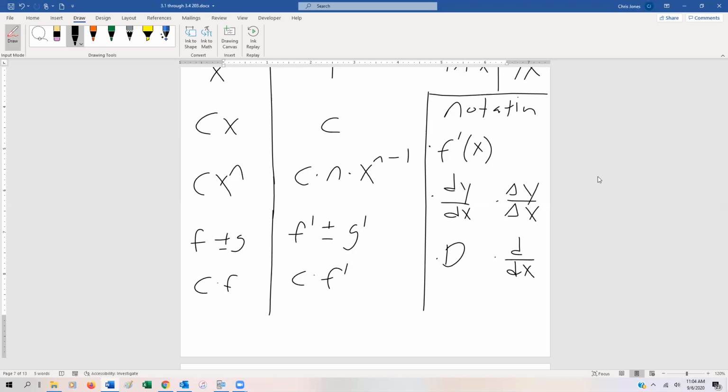I just want to make sure that for those of you, when you work through my math lab, or if you're in physics or in another class, these are all different notations that you might see. All right, so how do we apply these rules?